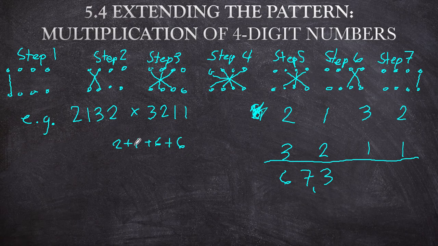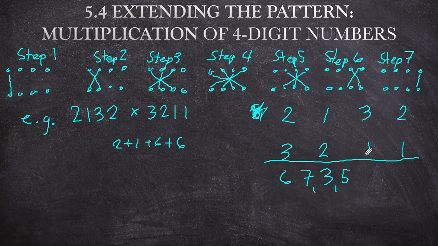That will give us 2 plus 1 is 3. 3 plus 6 is going to give us 9. 9 plus 6 is going to give us 15. So that's 1, carry 5 over here. So let's do step number 5 right now. 1 times 1 is 1, plus 3 times 1 is 3, plus 2 times 2 is 4.